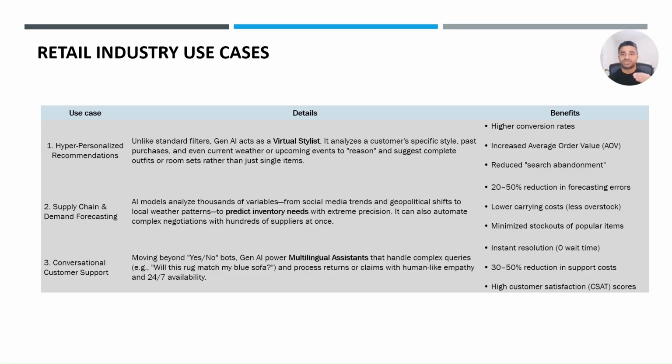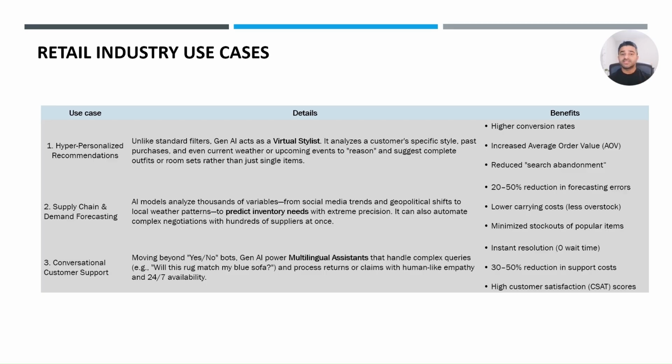Finally, let's talk about customer support. We have all dealt with those old-school chatbots that give you a list of links. Generative AI is replacing those with truly conversational assistants. These new bots can not only understand your complex questions, but also handle returns and talk to you in almost any language with a tone that's very helpful and more human. For a business, this means providing 24 by 7 support without massive overhead. It means getting customer problems solved instantly without waiting on hold for 20 minutes.